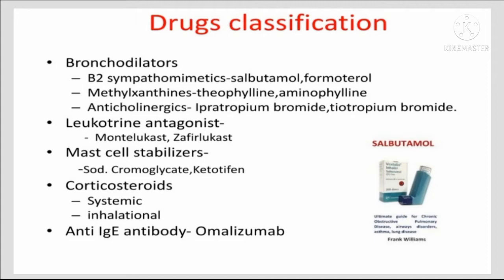Leukotriene antagonist, in that there are 2 drugs, montelukast and zafirlukast. Mast cell stabilizers are sodium cromoglycate and ketotifen. Corticosteroids are divided into 2, systemic and inhalational. Systemic include glucocorticoids. Inhalational include dipropionate and propionate. Anti-IgE antibody, in that omalizumab.